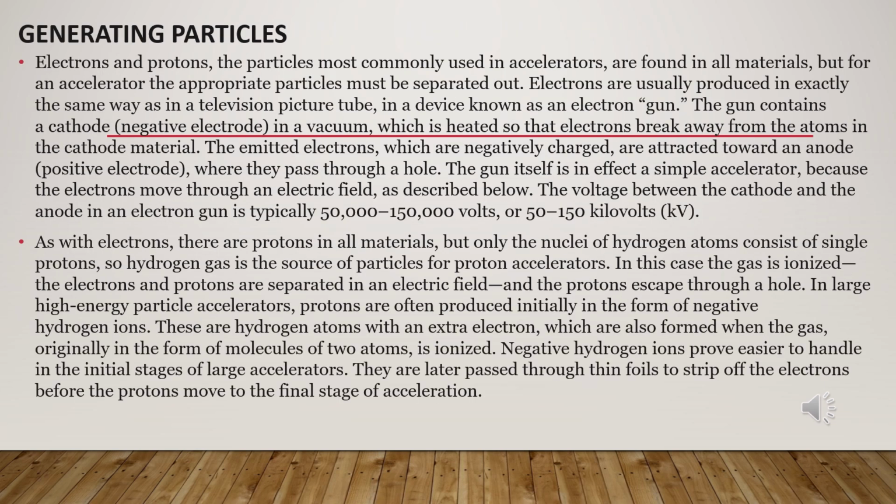Generating particles. Electrons and protons, the particles most commonly used in accelerators, are found in all materials, but for an accelerator, the appropriate particles must be separated out. Electrons are usually produced in exactly the same way as in a television picture tube, in a device known as an electron gun. The gun contains a cathode in a vacuum which is heated so that electrons break away from the atoms in the cathode material.